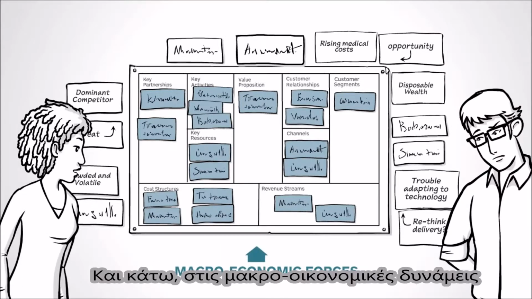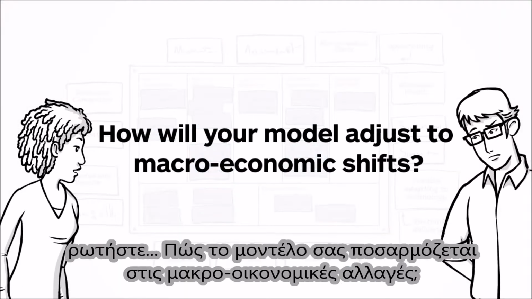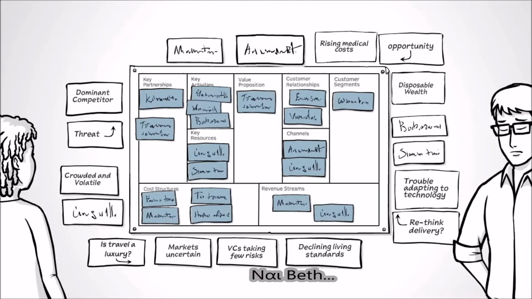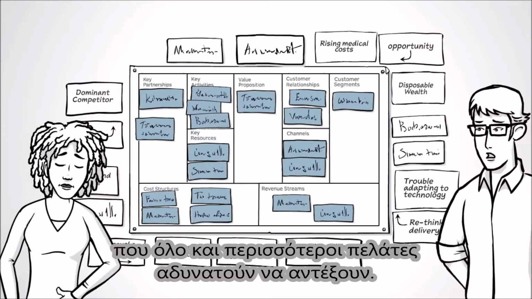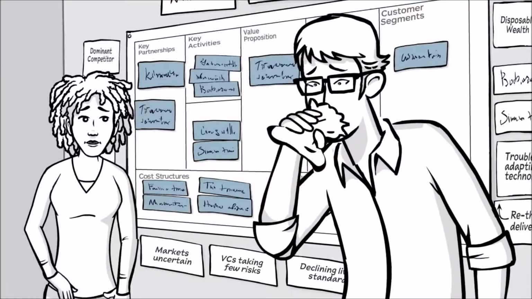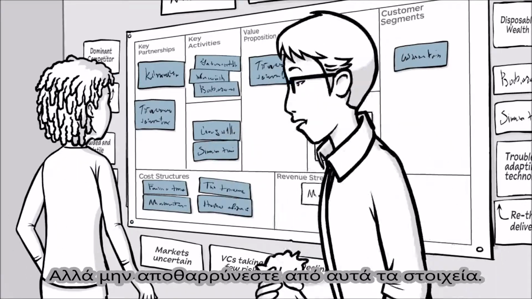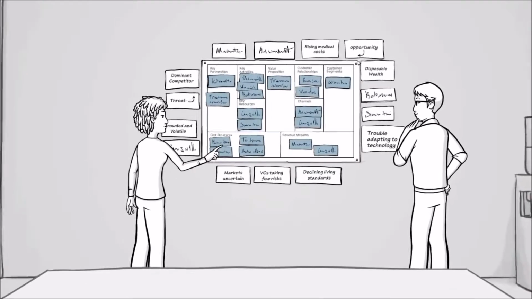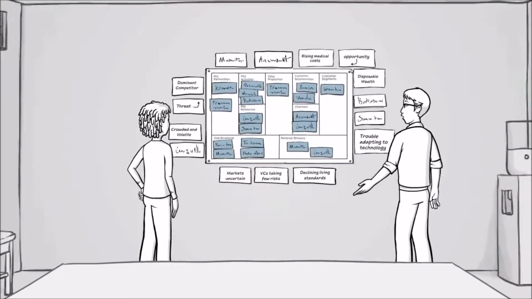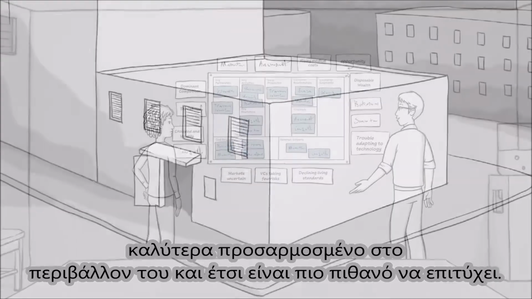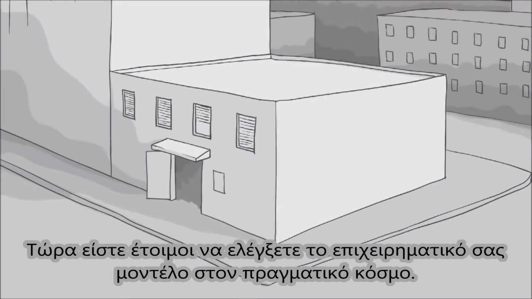And below for macroeconomic forces, how will your model adjust to macroeconomic shifts? Yes, Beth. Unfortunately, travel is becoming a luxury that a growing number of your customers can't afford. But don't be overwhelmed by these elements. Asking and answering these questions will help make your business model better suited to its environment and that much more likely to succeed. Now you're ready to start testing your model in the real world.